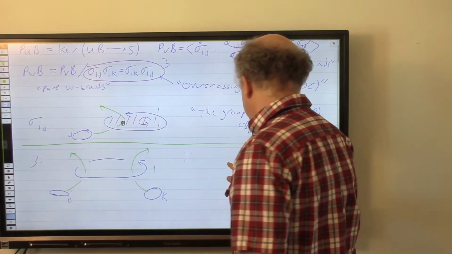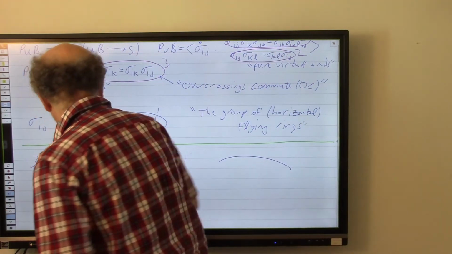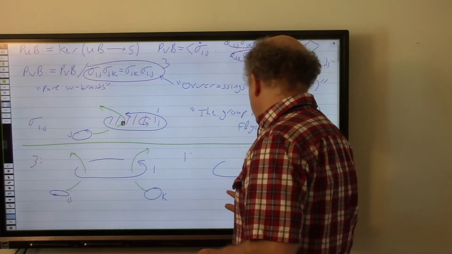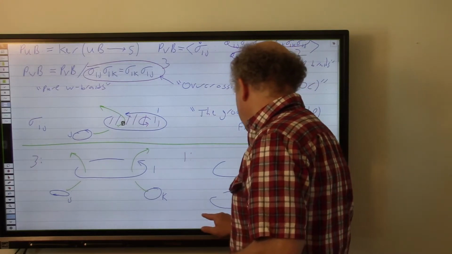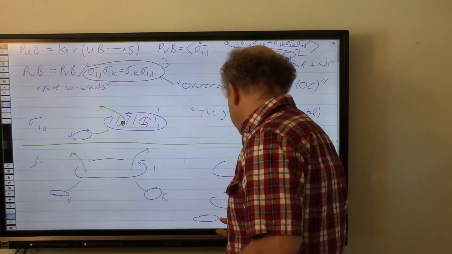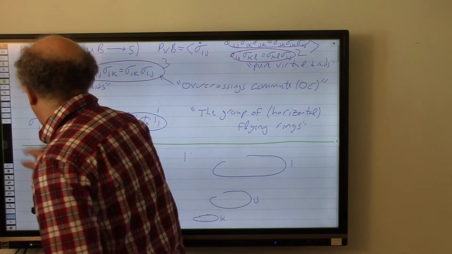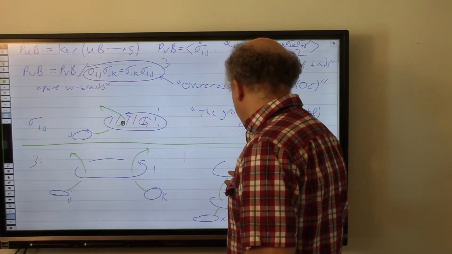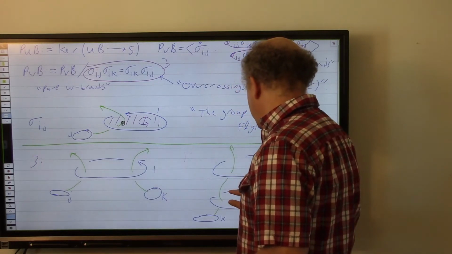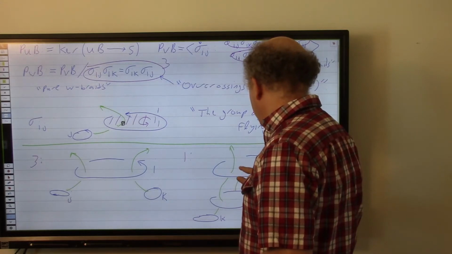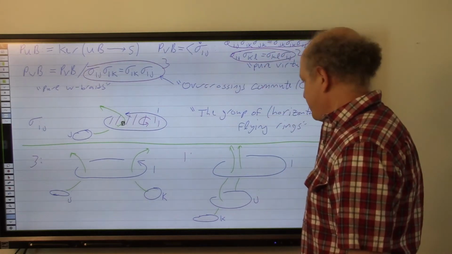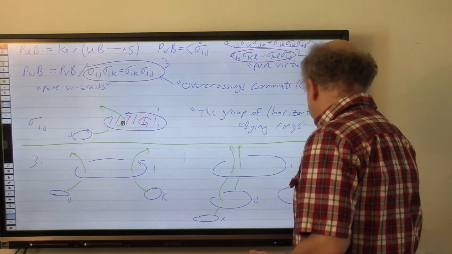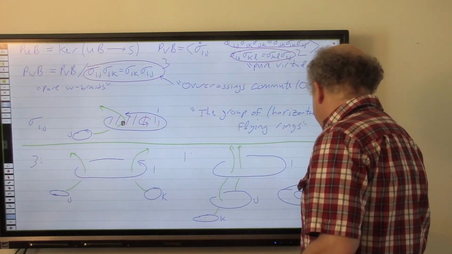So now I have ring I, ring J, and ring K, and ring K wants to fly through J and then through I, and ring J wants to fly through ring I. There is a midpoint, where they're all nested through each other. So you have I, and then J, and then K.